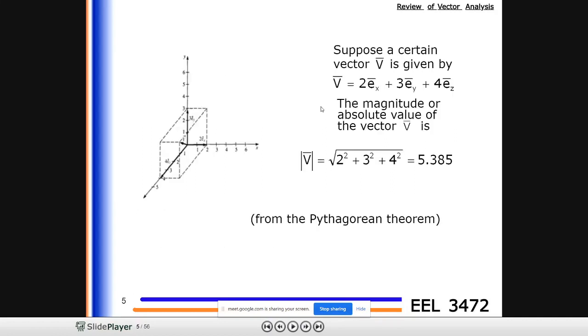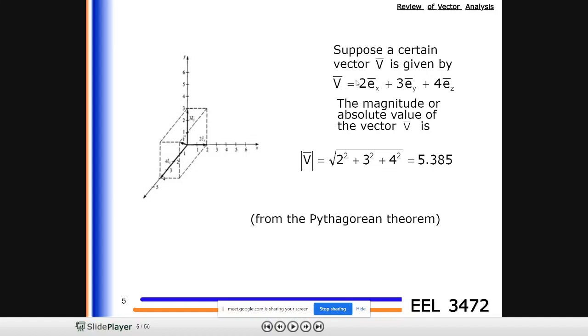And see, this is a given vector. The magnitude is calculated here: 2 a_x cap plus 3 a_y cap plus 4 a_z cap. So these are the base vectors, and calculating the magnitude, square root of 2 square plus 3 square plus 4 square, you get 5.385. This is the magnitude of this given vector.